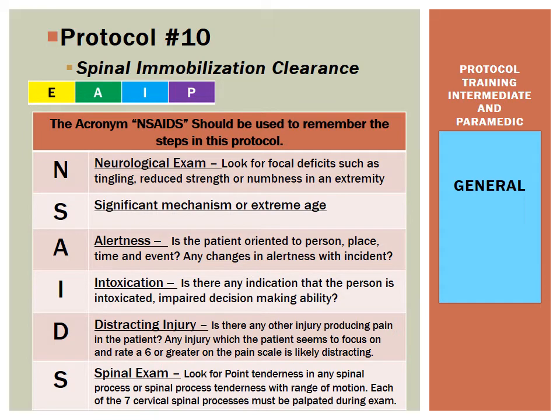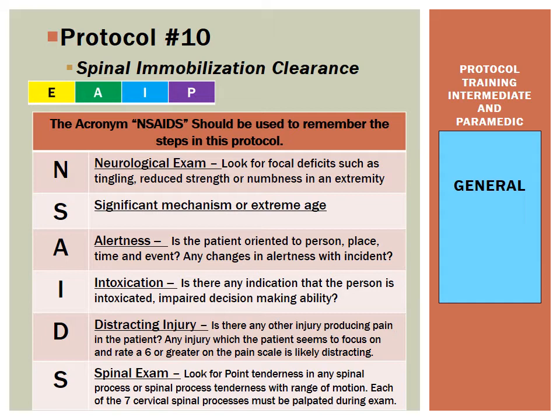So there is an acronym that's going to help us remember this assessment, and that is NSAID, usually stands for nonsteroidal anti-inflammatory drugs. However, in this case, the N will be the neurological exam. We're going to look for focal deficits such as tingling, reduced strength, or numbness in the extremity. The S stands for significant mechanism or extreme age, so the very young, the very old, or there's a significant mechanism of injury. The A is alertness.